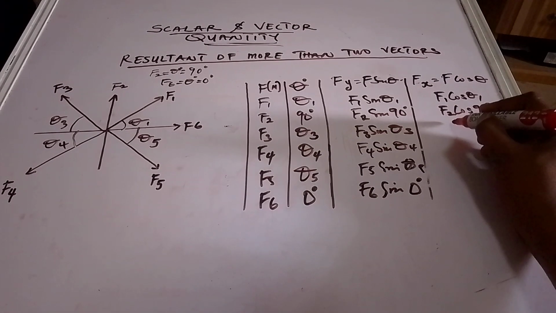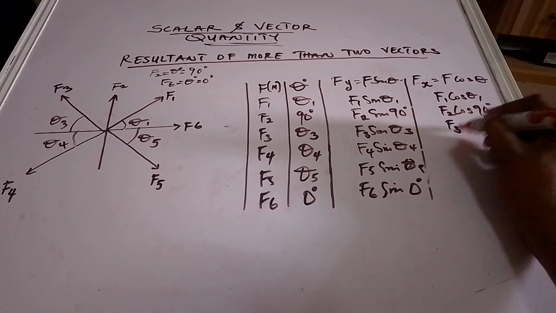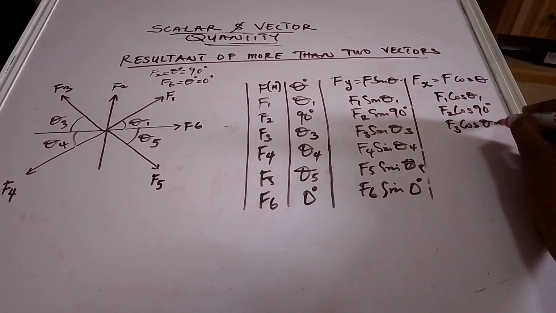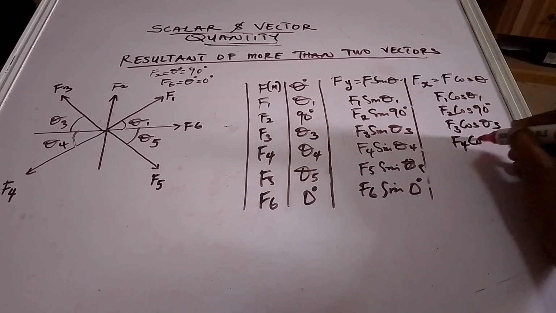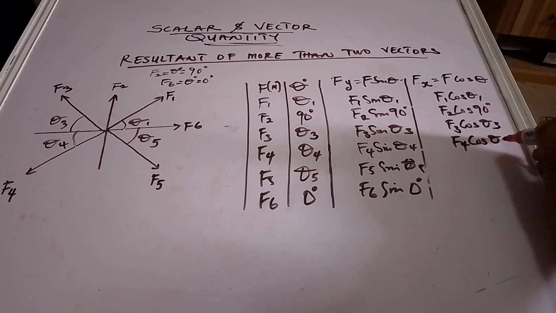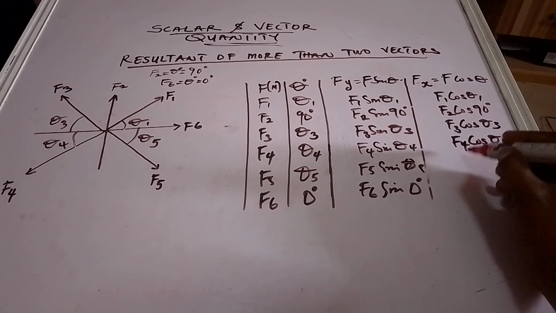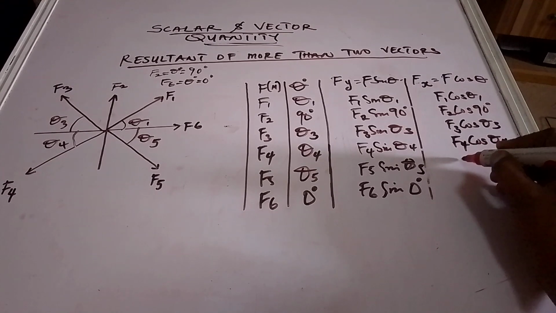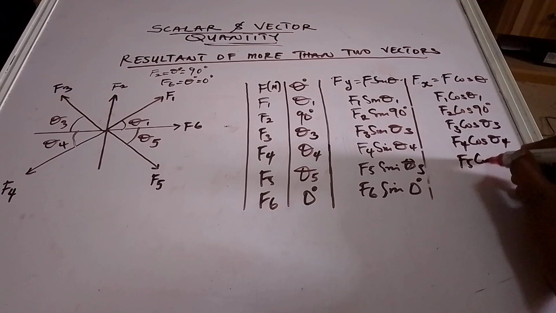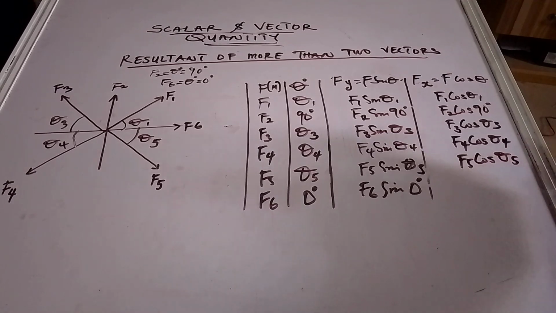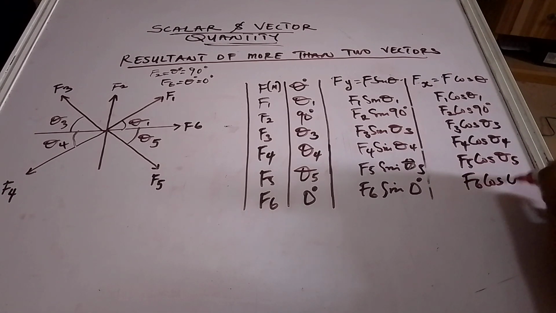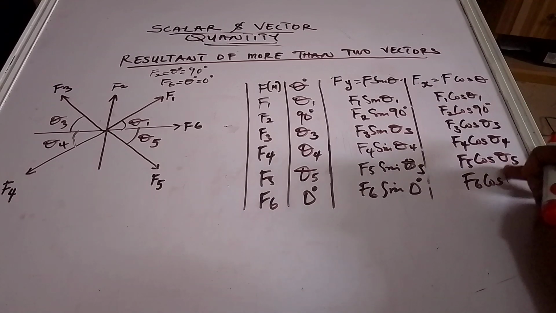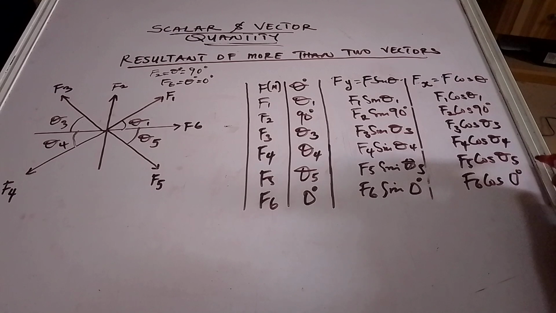Then the horizontal components: this one is F3 cos theta 3. Although this process may be long, it is one of the methods of solving resolution of vectors when we have more than one vector. So this one is also F5 cos theta 5, and finally we have F6 cos theta 6, and here theta is 0 degrees.